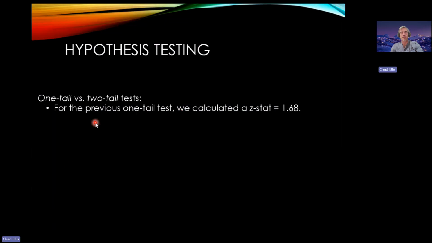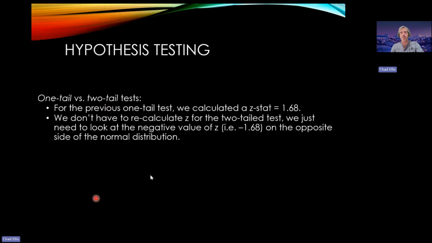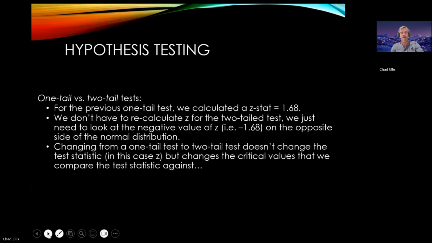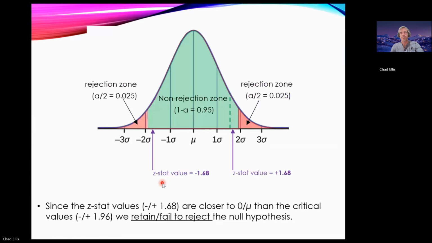So going back to our example, right, one-tailed versus two-tailed tests. For the previous one-tailed test, we calculated a z-stat of 1.68. So we can keep that same z-stat because our scenario didn't change, but now what's going to change is that we're going to have a different critical value to compare that z-stat to. And we're going to have both a positive and a negative value to compare to. Right, so there's our z-stat that we calculated for our example, minus 1.68 and plus 1.68. We have both a positive and a negative value now because we have a two-tailed test.